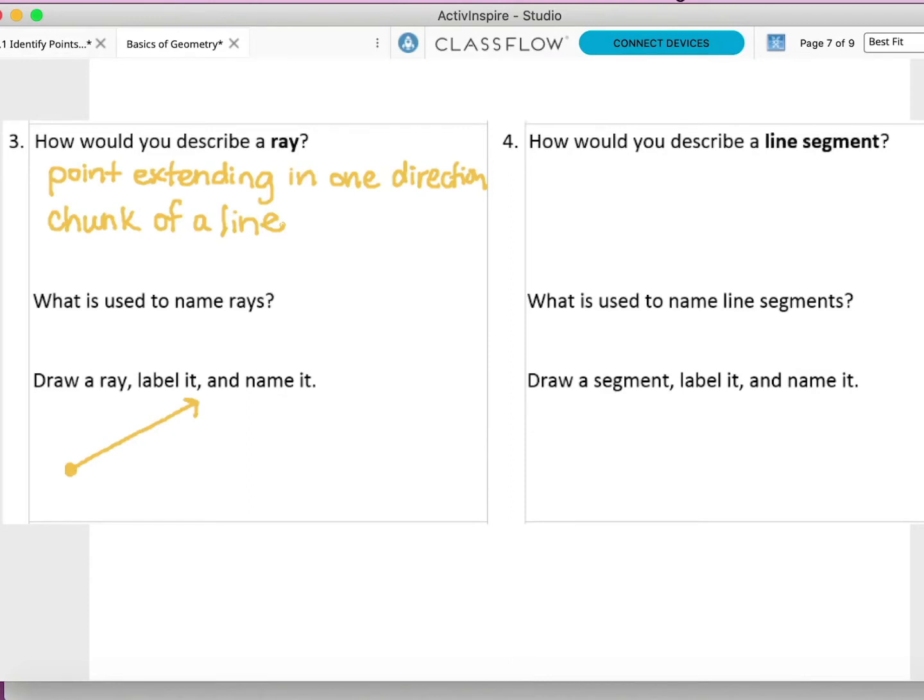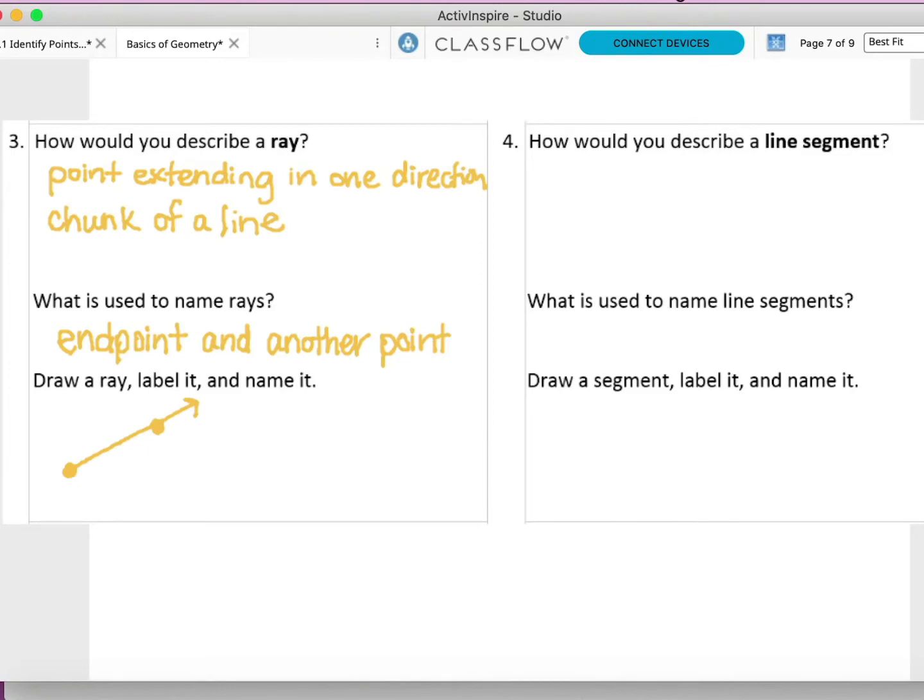What is used to name rays? We can again use 2 points, but we'll always use that initial point as the first point that we name. Do you know that they actually don't call that the initial point? They call it the end point. And I guess it's called the end point because a ray only has one end. The other one is infinite. So we use the end point and any other point that's on the ray. So I could pick one here or here or here or here. It doesn't matter as long as I just choose one point that's also on this ray.